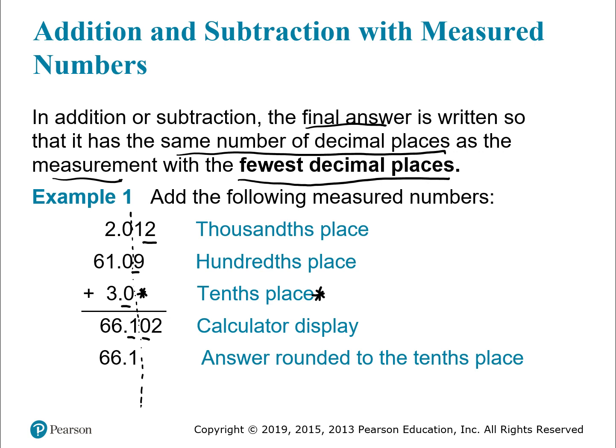So you do your addition with your calculator or by hand, and you get 66.102. But you have to round your answer to the tenth place. And my dotted line will remind you, oh yeah, I can't just put this answer. I need to round it. So you round your answer to the tenth place.